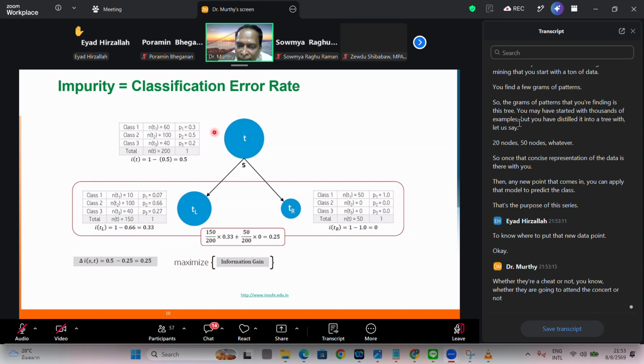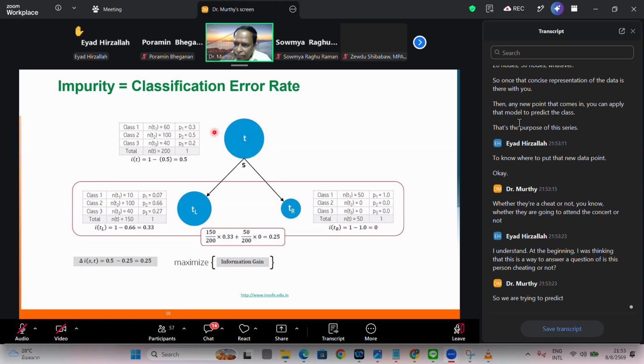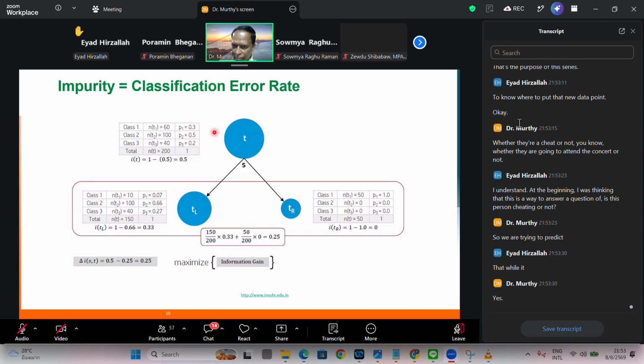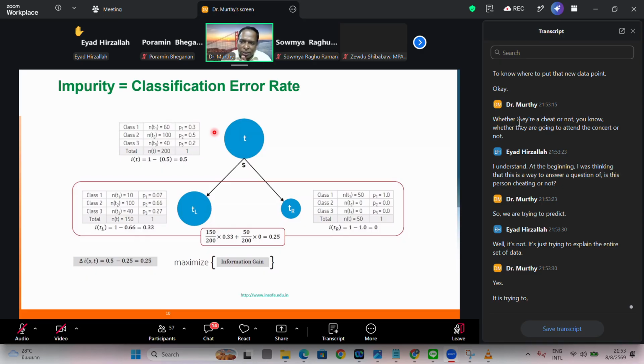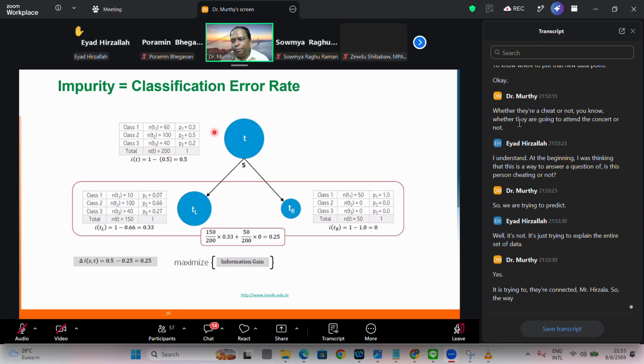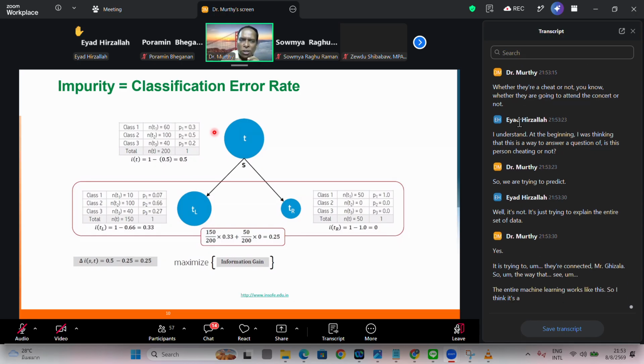So at the beginning, I was thinking that this is a way to answer a question of, is this person cheating or not? Yes. Well, it's not. It's just trying to explain the entire set of data. They are connected, Mr. Hirzala. So the way the entire machine learning works is like this. I think it's a good point. We should touch on this.